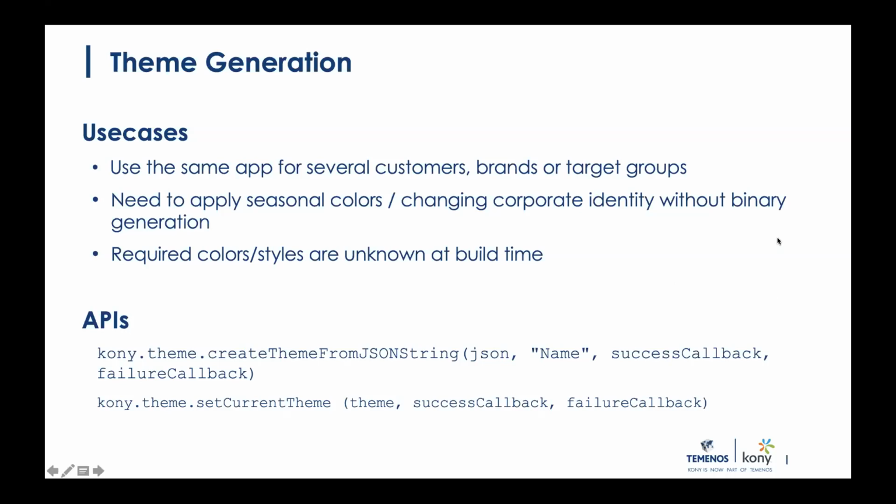So for this, we have two APIs which we can use. The first consists in creating a theme at runtime through Kony theme create theme from JSON string, and then we use the API which we're also already using for switching between the hard-coded themes, which is the Kony theme set current theme.